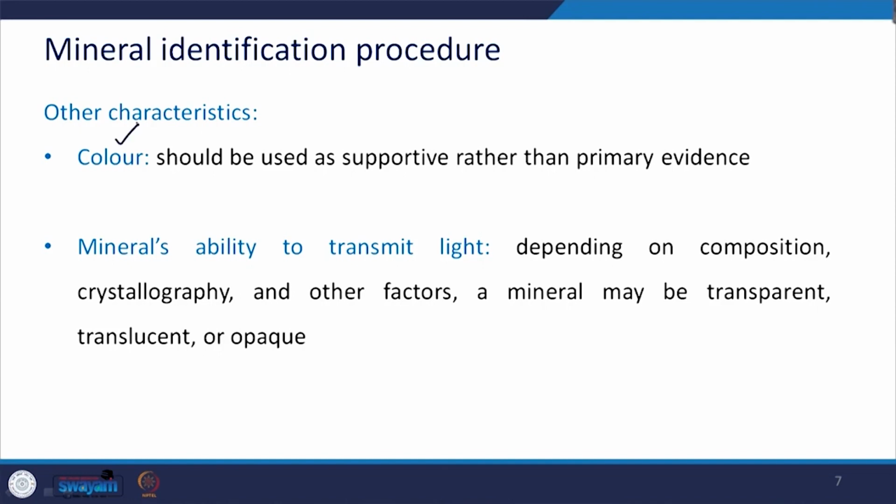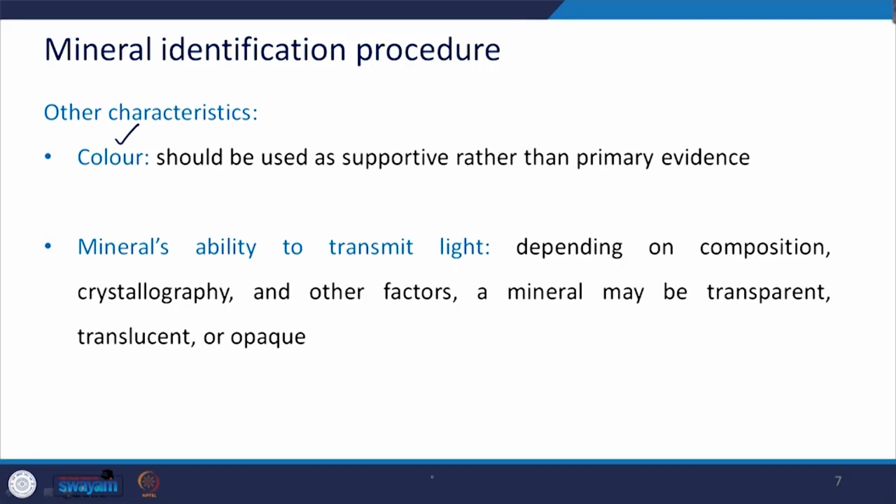Other characteristics which can be used to identify the mineral, one of the important ones is the color of the mineral. But we need to keep in mind that this characteristic should be used as supportive rather than the primary evidence. The primary evidence should come from the earlier 3 procedures that have already been explained to you.